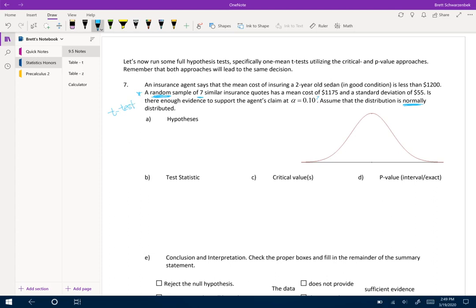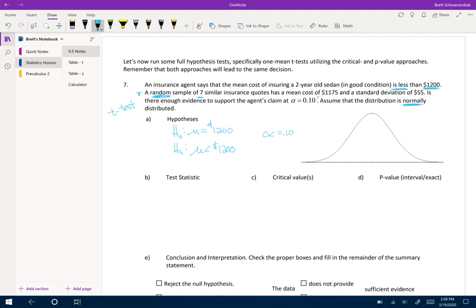So we want to make a null and alternative hypothesis, so we start with that. Okay, remember the null is a statement of equality. It looks like our mu is right here, so we have $1,200. The alternative keyword is here, less than. So we're doing less than $1,200. Okay, and they do mention that alpha is 0.10, just FYI. That is a formal step, but something that we will manage later.